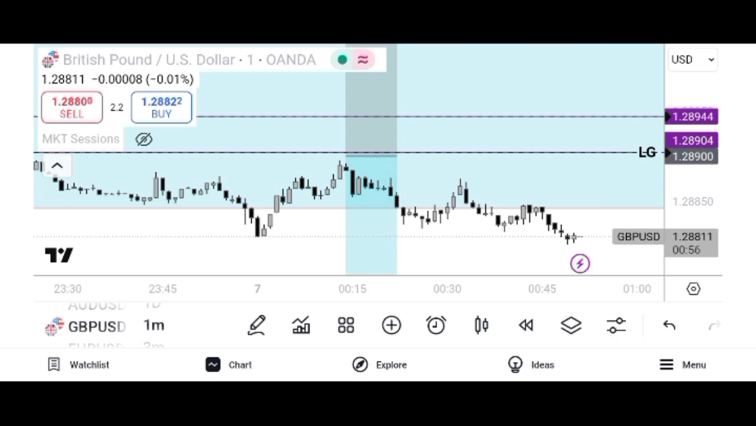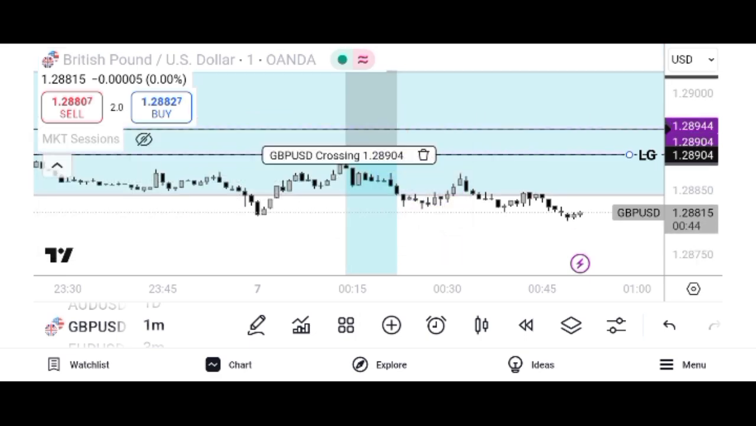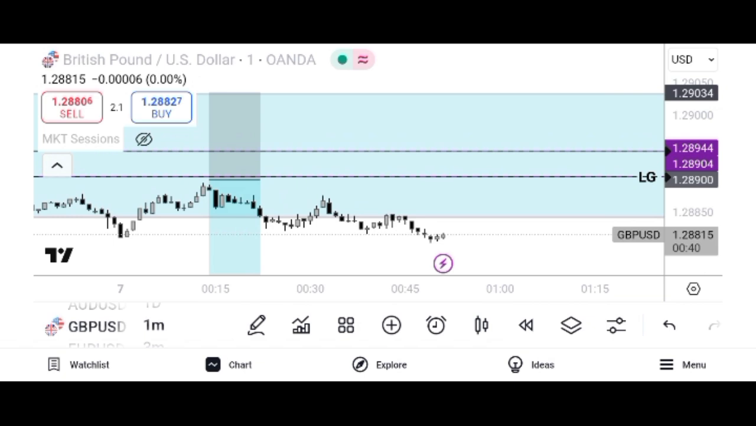Once price sweeps this liquidity, I only need either one of them or both of them, and then price makes a trend change to the downside, I'm getting into the trade immediately. All I need is for price to take out this liquidity, or either one of them, and then do what?